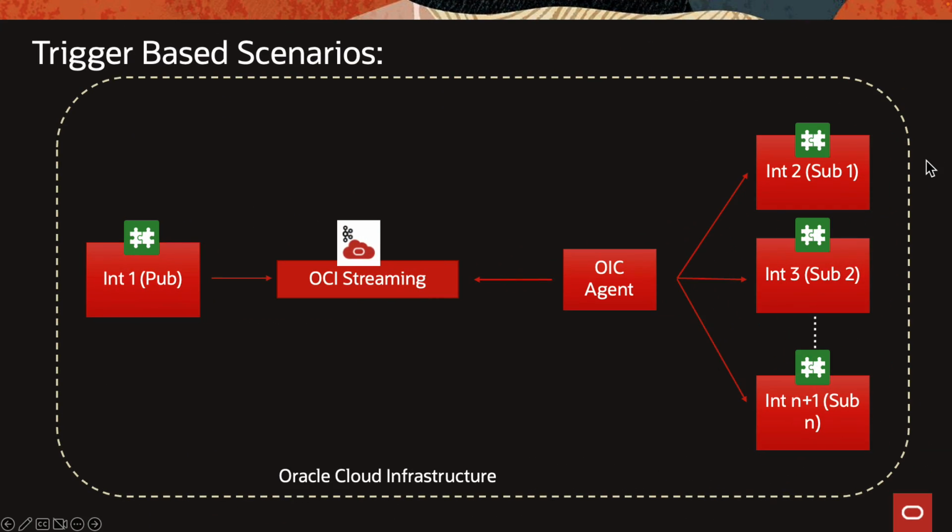Coming back to the slides, in the demo that I just showed, you might have noticed that the subscriber integrations that I had were schedule-based and not trigger-based. So to use the OCI streaming adapter as a trigger, you actually need to configure an OIC agent. This agent just needs to have access to the streaming.